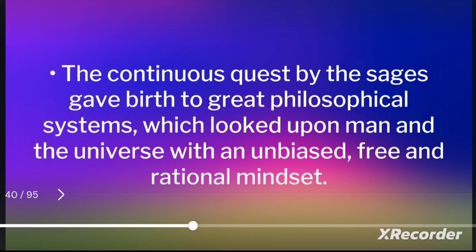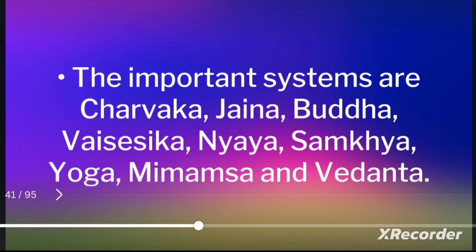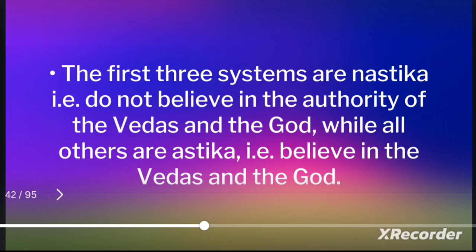Next new topic. The continuous quest by the sages gave birth to a great philosophical system which looks upon man and the universe with an unbiased, free and rational mindset. The important systems are Charvaka, Jain, Buddha, Vaisheshika, Nyaya, Samkhya, Yoga, Mimamsa and Vedanta. The first three systems are nastika and do not believe in the authority of the Vedas and God, while all others are astika and believe in the Vedas and God.